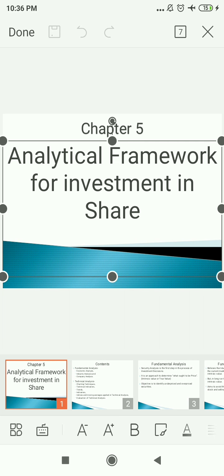Under the analytical framework for investment in shares, here we have also discussed technical analysis. We have discussed the concept of technical analysis, Dow theory, and support and resistance levels. Now we have to discuss the remaining points. For example, for Dow theory we have discussed who developed that theory and why it is known as Dow theory.